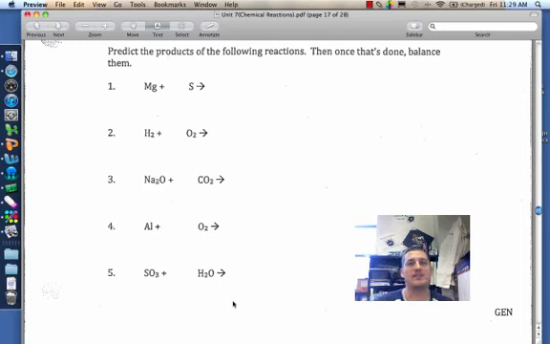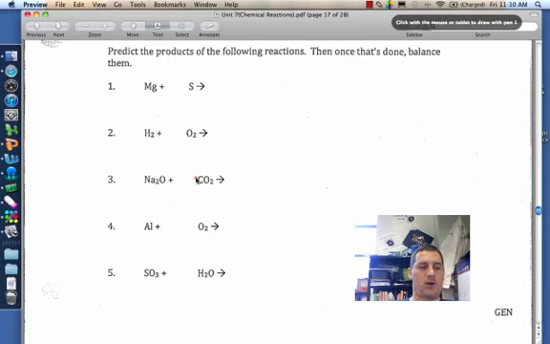This time we're talking about synthesis reactions. A synthesis reaction is the same thing as saying a combination reaction. You're going to combine your two reactants to make one product. Okay? Combining two to make one.